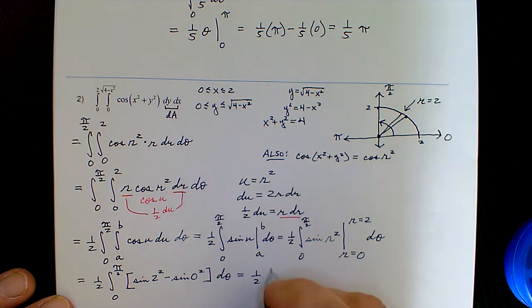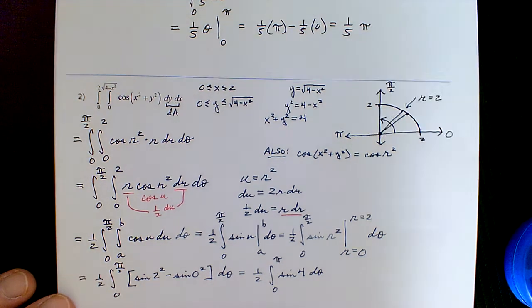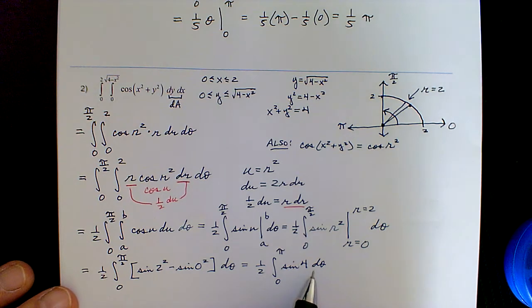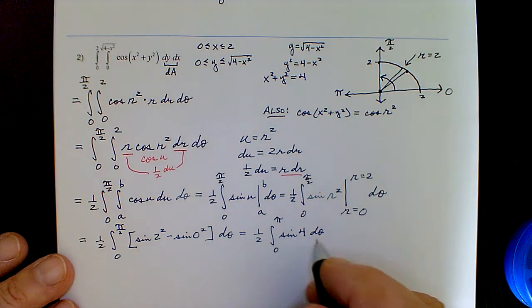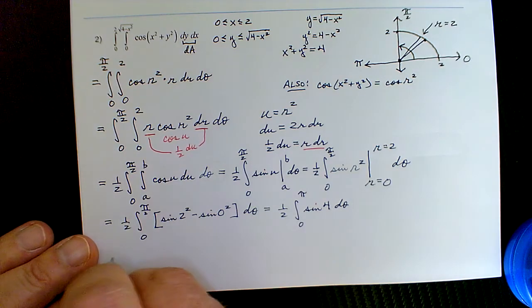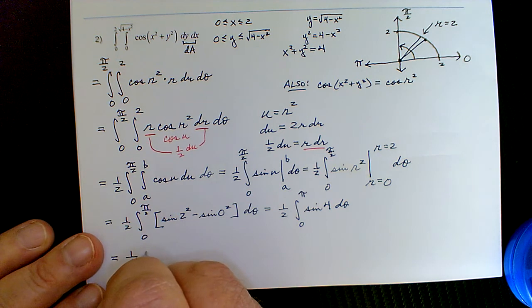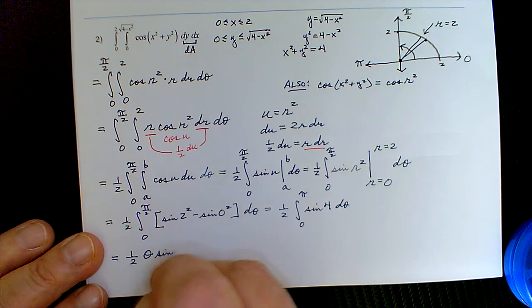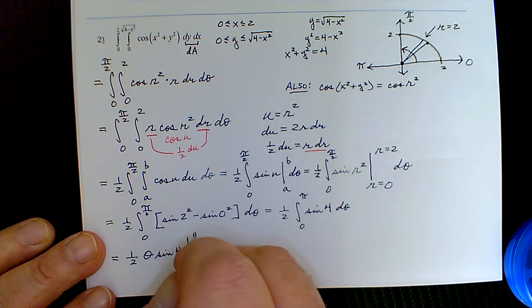So that's 1/2 integral 0 to pi over 2. Okay, this is just the sine of 4. It's the sine of 4 radians. So that sine of 4 is really just a constant. So now, when we integrate this with respect to theta, we get 1/2. I'm going to write theta times the sine of 4, evaluated from 0 to pi over 2.